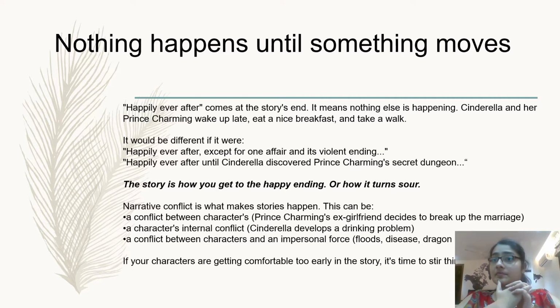And at the end of a lot of stories, there's this line: and they lived happily ever after. Now, happily ever after comes at the story's end. It means nothing else is happening. It means that the writer does not have any more stories to tell, and at least for the time being, the writer has decided that this story must end. It means that there is no more drama, no more conflict, no more change.